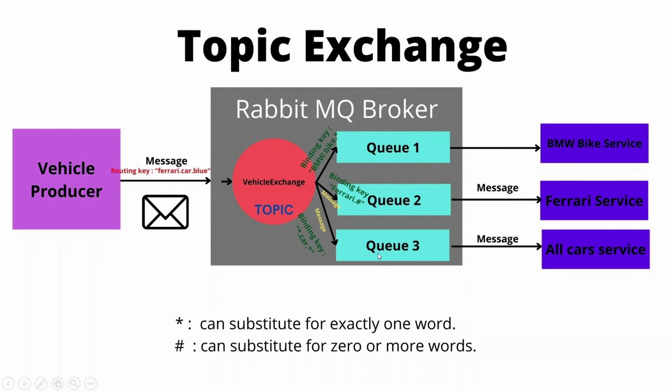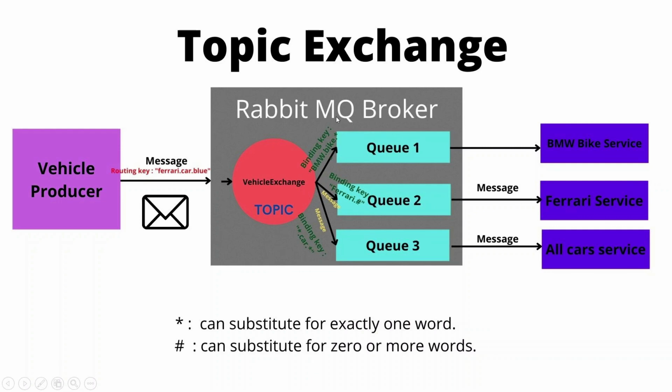Now let's take a look at Q3. We have star.car.star. In the message we have Ferrari.car.blue. If you take a look, car matches car in the middle. And then the star means that we need exactly one word, which is random. So Ferrari and blue, those are one word before and one word after car. So the pattern is met. We have matched the pattern. So we can say that the vehicle exchange is going to route that message to Q2 and to Q3 because it matched both those patterns. But it's not going to send it to Q1 because there's no match in the patterns.